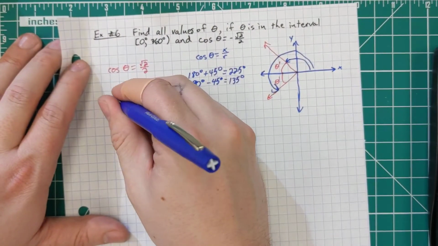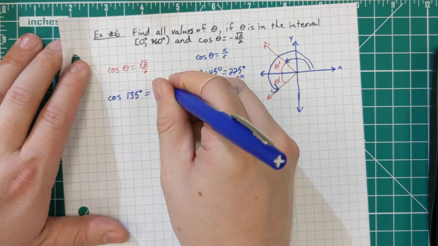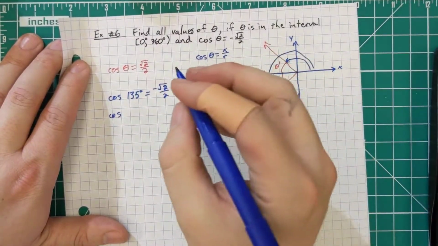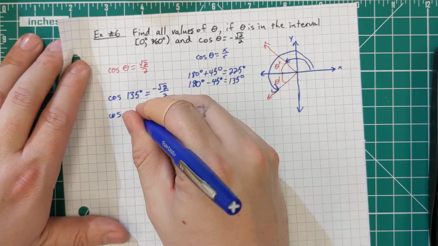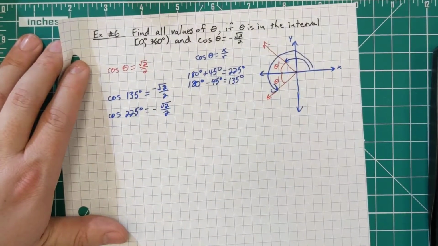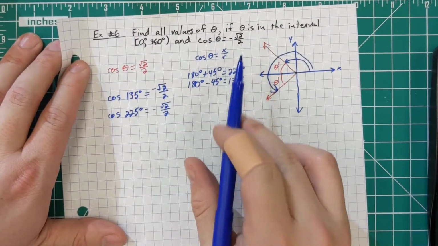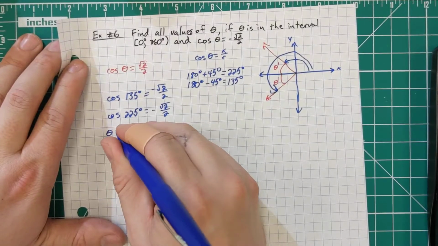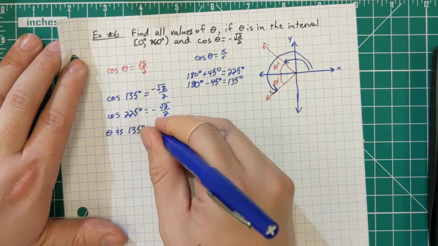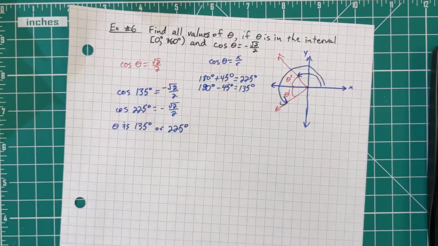So we know that the cosine of 135 degrees is negative square root of 2 over 2. Cosine of 225 degrees is also negative square root of 2 over 2. So in that case, what values of theta? I'm going to say theta is 135 degrees or 225 degrees.